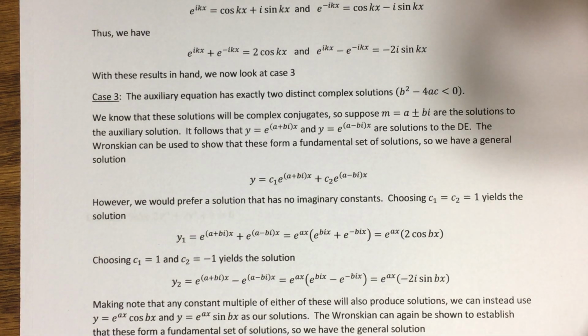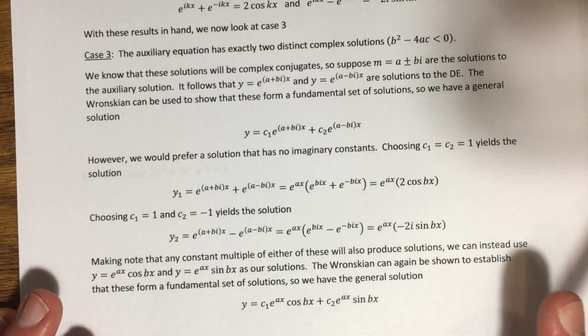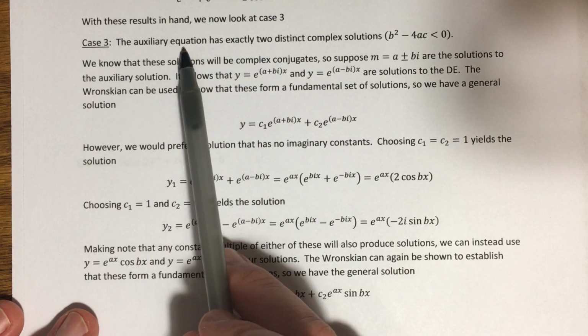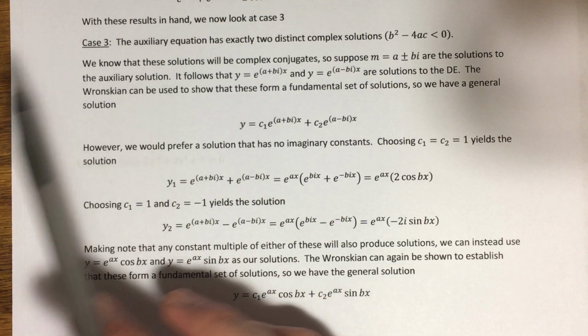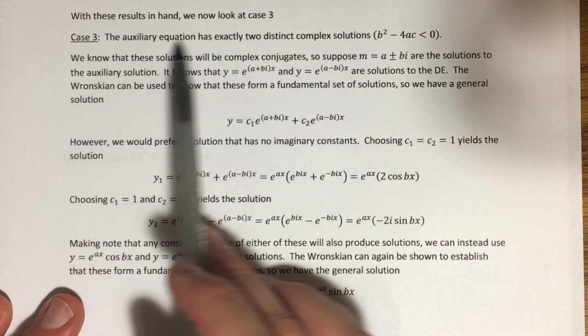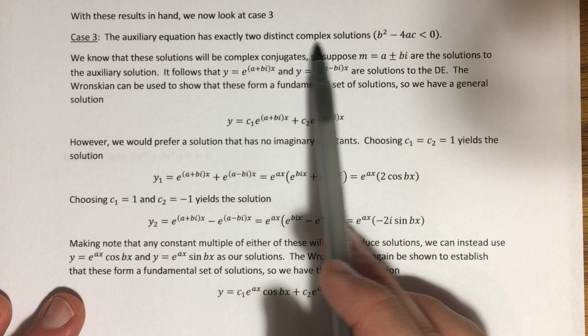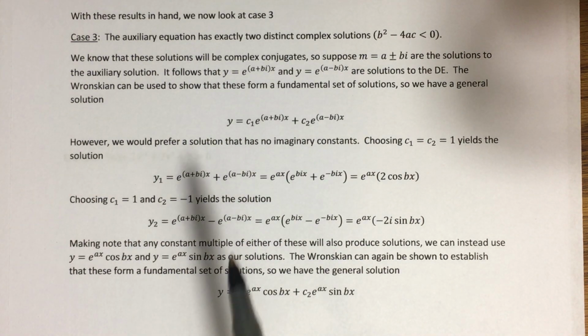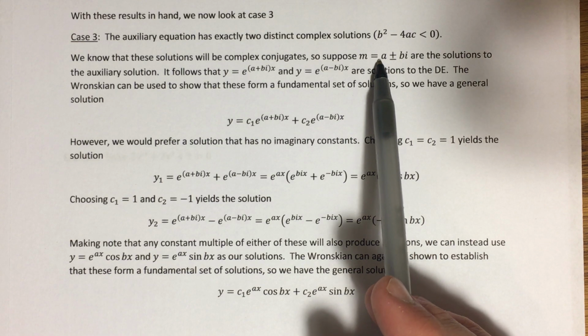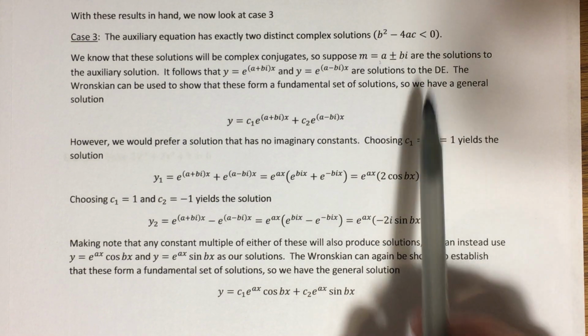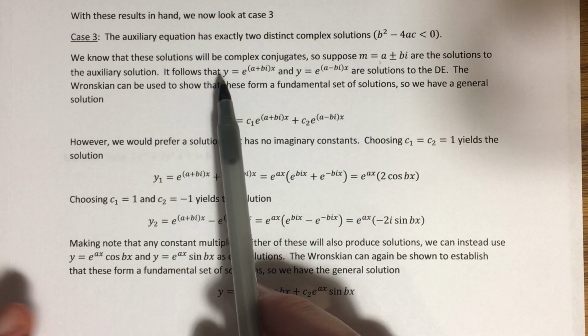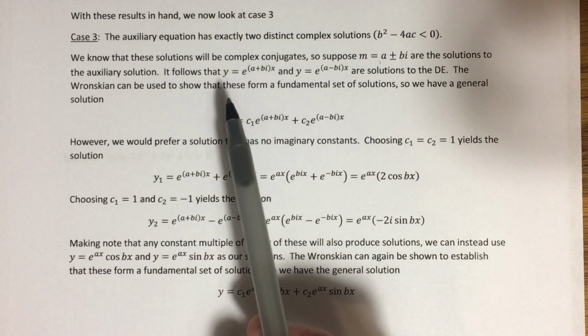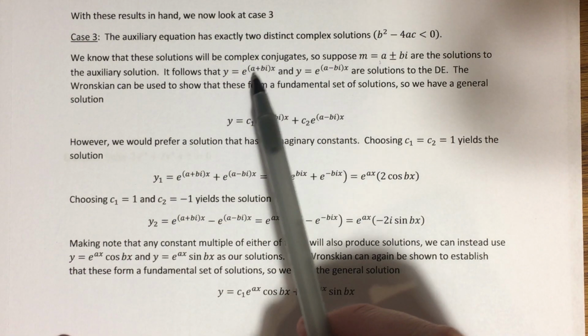Okay, so I know I spent a lot of time talking about that. Here's where that pays off. Suppose we're looking at case 3, where again, our DE has an auxiliary equation with 2 distinct complex solutions, which would also be complex conjugates. That's important, and that's also guaranteed. So that would imply that our solutions for our DE would look like this.